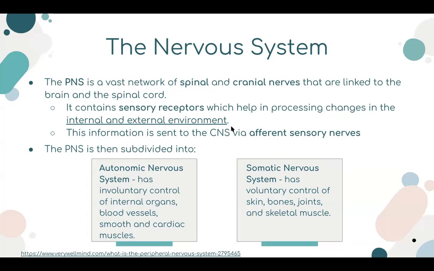So first we have the autonomic nervous system, which includes involuntarily controlled internal organs, such as your lungs, your heart, blood vessels, and then smooth and cardiac muscles. So essentially the autonomic nervous system has to do with unconscious movement of your internal organs, meaning you don't think about using these organs ever in your life. And then the somatic nervous system, the second major portion of the PNS, involves voluntary control of your skin, bones, joints, and skeletal muscles. So this can be as simple as thinking about running, meaning thinking about moving your legs, for example, and the various muscles associated with it, meaning it has to do with conscious control.